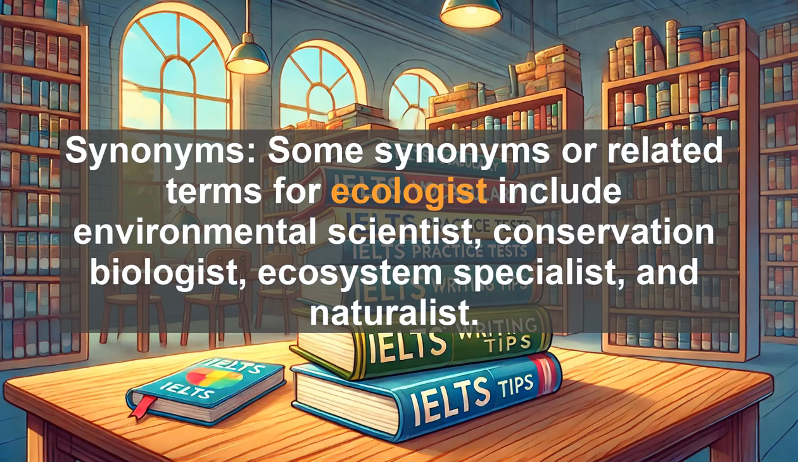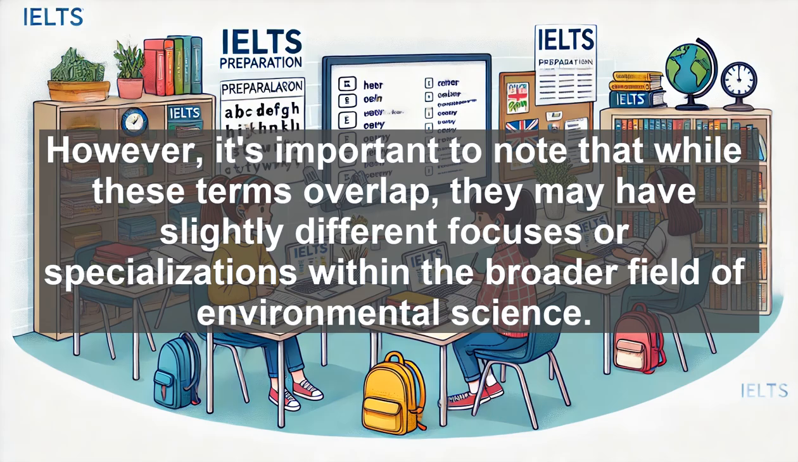Synonyms. Some synonyms or related terms for ecologist include environmental scientist, conservation biologist, ecosystem specialist, and naturalist. However, it's important to note that while these terms overlap, they may have slightly different focuses or specializations within the broader field of environmental science.